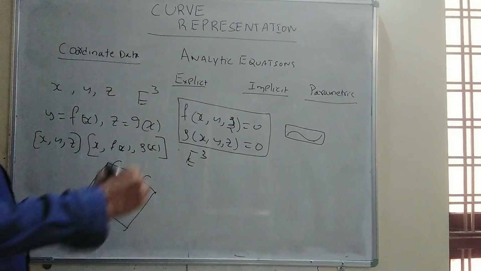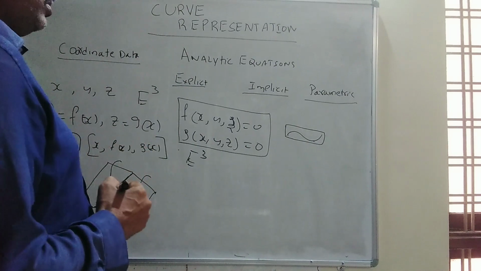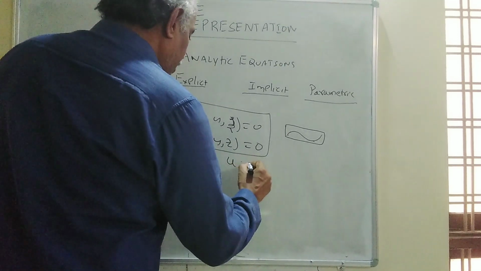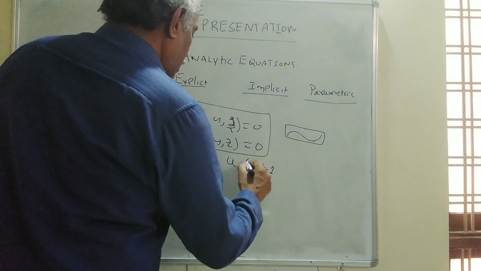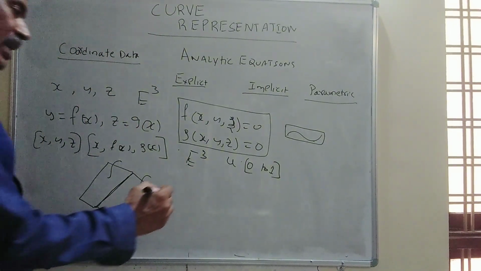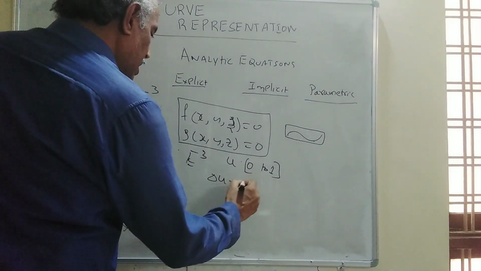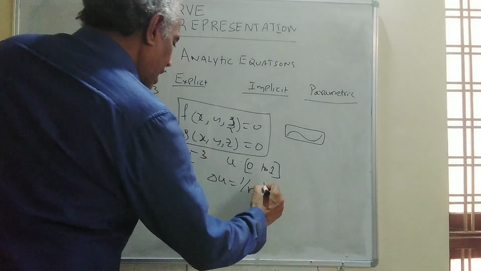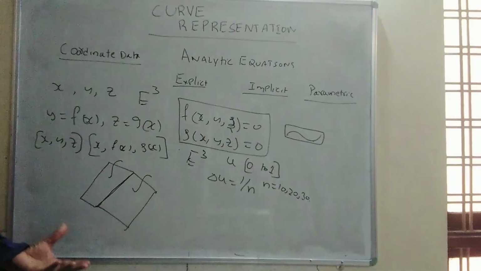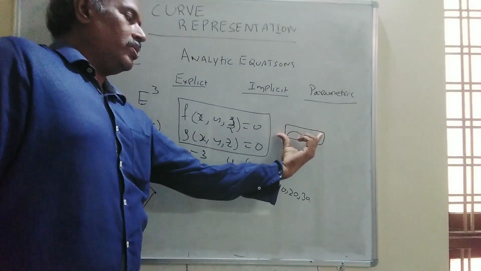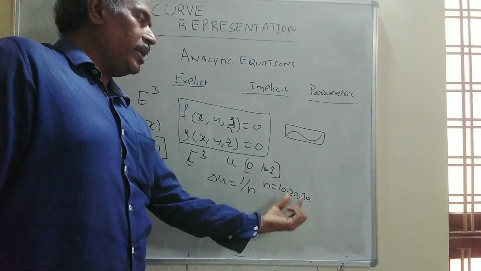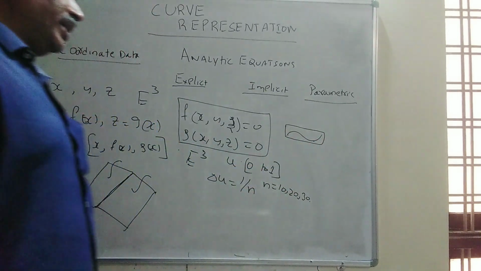Now finally, the parametric way of representing the curve. In this parametric way, the variable u will be taken from 0 to 1. So you can select delta u as 1 by n. n may be any number, 10, 20 or 30, whatever is required. For example, if you want to store 10 coordinates of this curve, you can take n equal to 10. If you want 20 coordinates of this curve, n is equal to 20. For 100 coordinates of the curve, n is equal to 100.